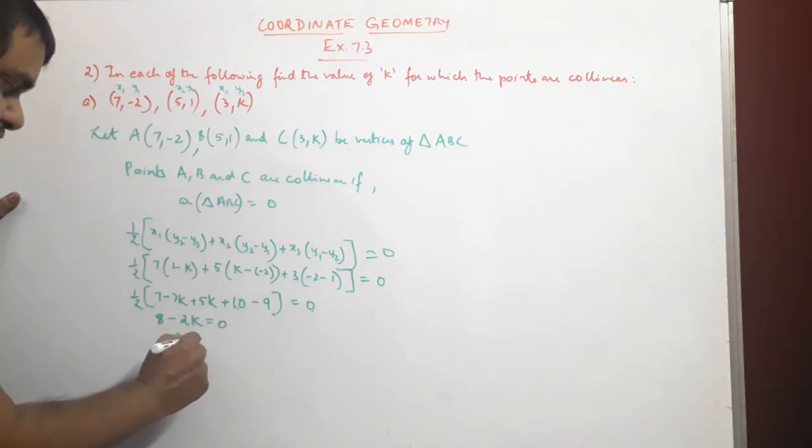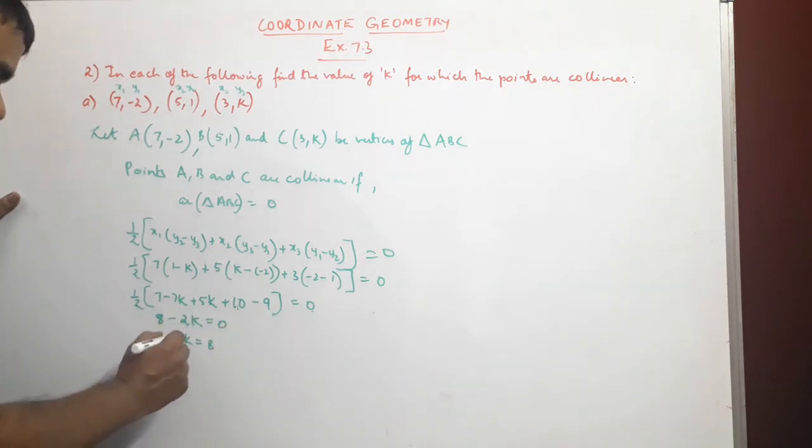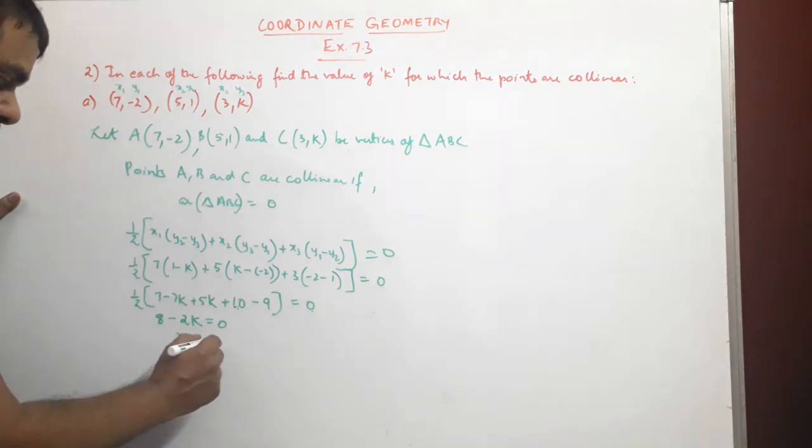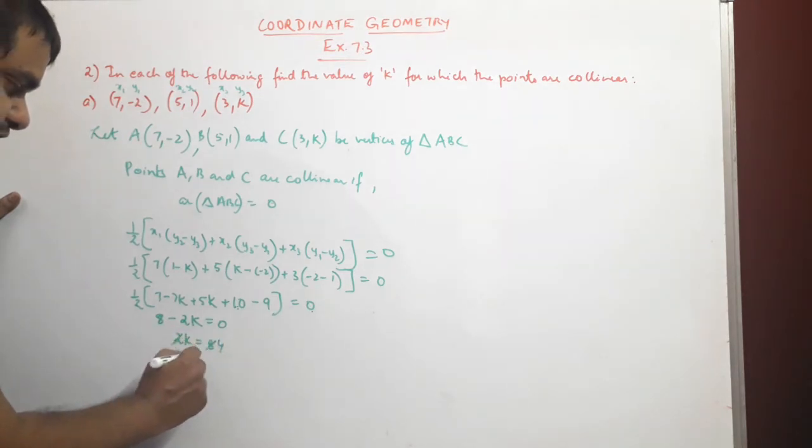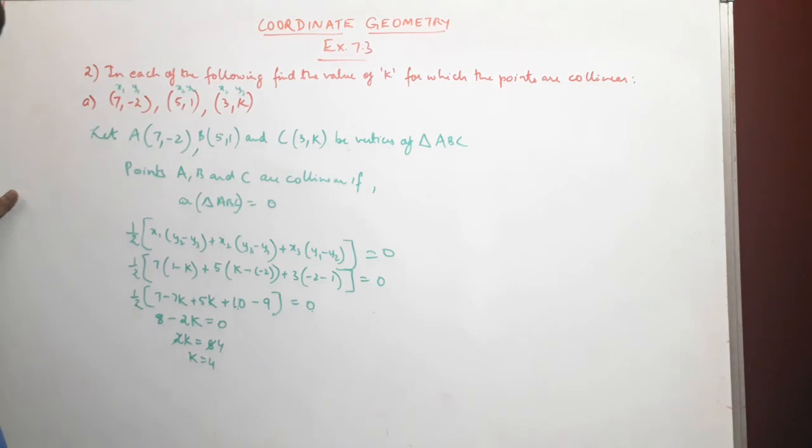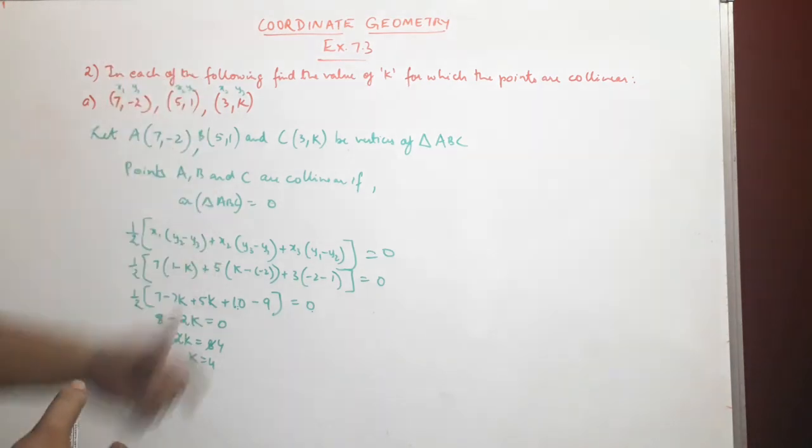So we get 2k equal to 8, and 2 and 8 cancel, 2 1s are 2, 2 4s are 8, we get k equal to 4. Okay, so that is our answer, that is the answer for the first problem.